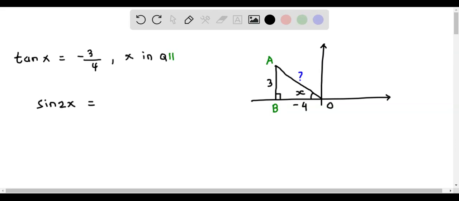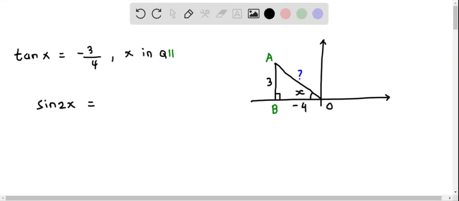We are given that tangent x equals negative 3/4 and x terminates in quadrant 2, and we have to determine sine 2x, cosine 2x, and tangent 2x. So first, let's see how to determine the sine 2x. First, I have drawn this right triangle using tangent x equals negative 3/4.